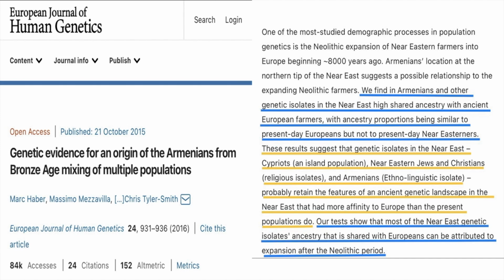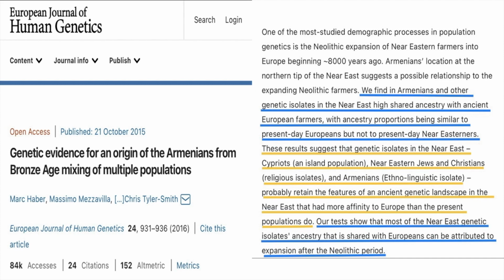So again, ancestry proportions are similar to present-day Europeans, no different than a modern-day European, but not to present-day Near Easterners. These results suggest that genetic isolates in the Near East, Cretans, an island population, Near Eastern Jews and Christians, religious isolates, and Armenians, an ethno-linguistic isolate, probably retain the features of the ancient genetic landscape in the Near East that had more affinity to Europe than the present-day populations do.